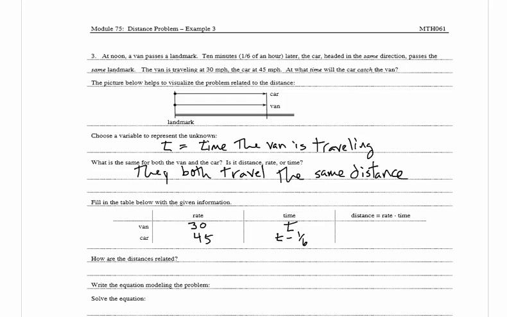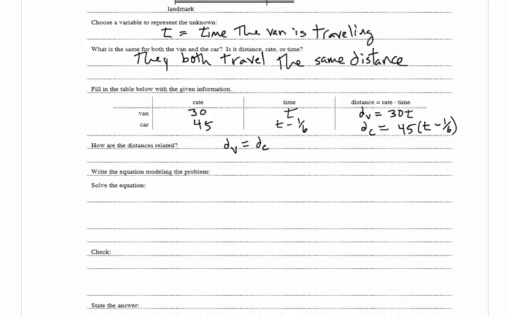And now we want to create some distance functions. So we have distance for the van is equal to rate of 30 times t for time, and the distance for the car is equal to 45 times t minus 1/6. And now it asks us, how are the distances related? And the distances are equal. So the distance for the van is equal to the distance of the car.